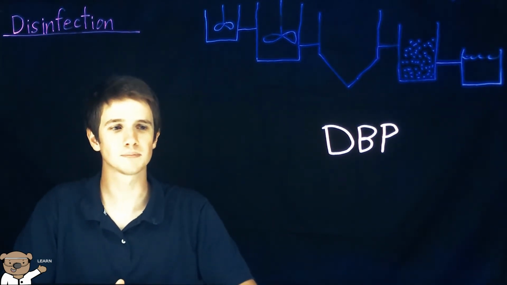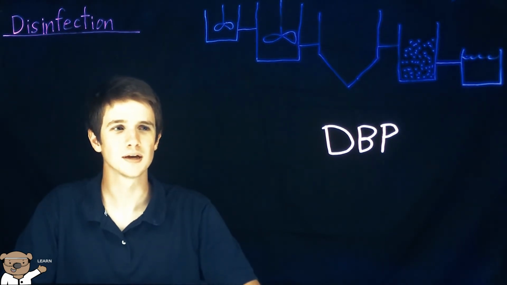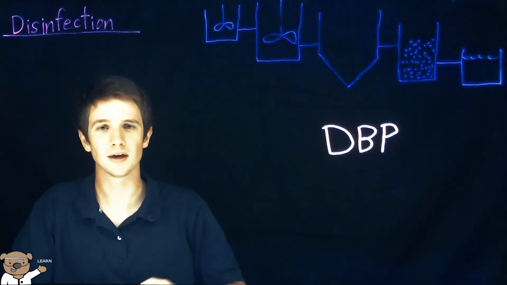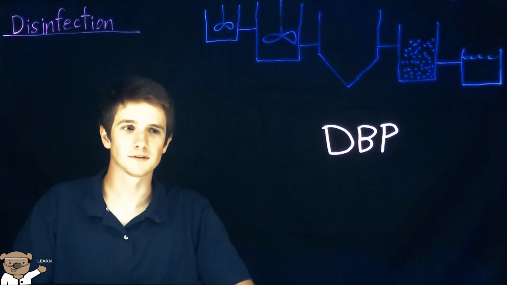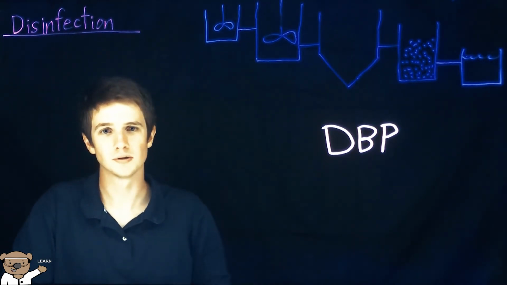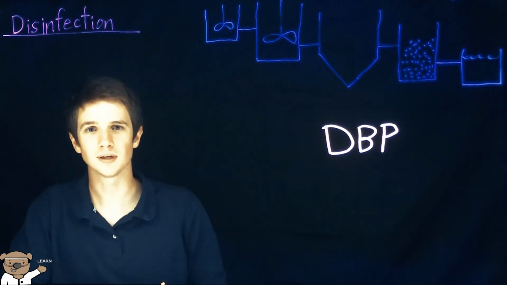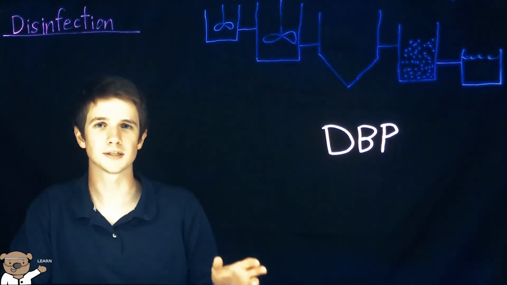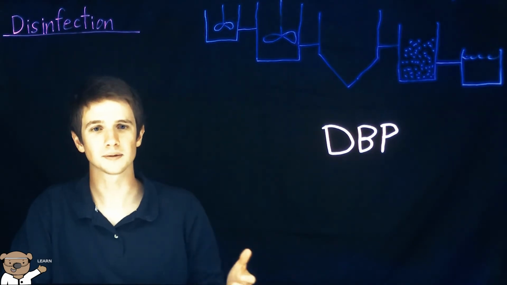Some disinfection processes produce more DBPs than others. Some disinfection processes, such as UV light or reverse osmosis, or even ozone treatment, are other alternatives to adding a chemical to the water.